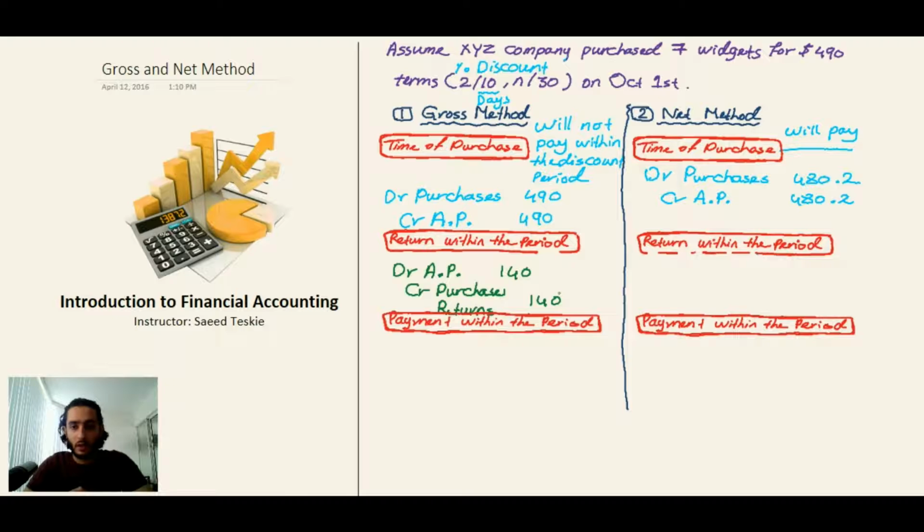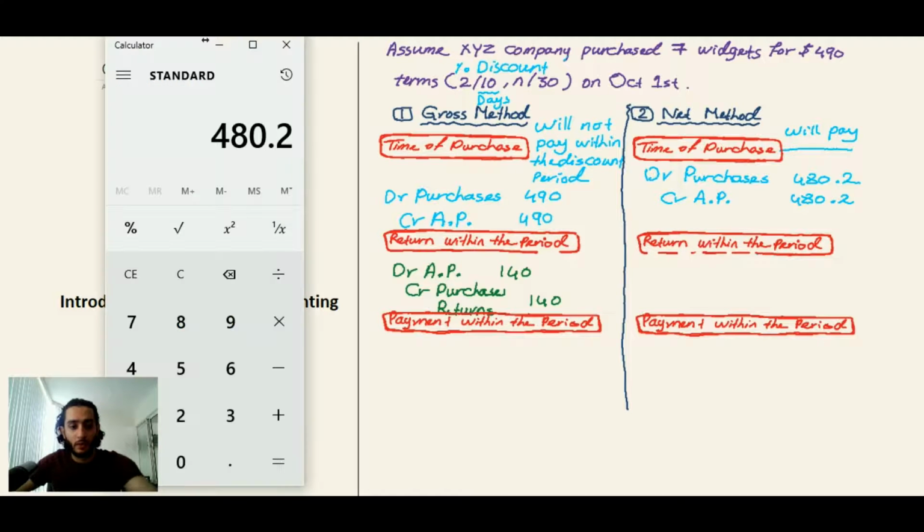Okay, let's say that we are using the net method. What will be the difference? At the beginning, if you remember, when we recorded the purchases, we counted the discount. So when we make the return, we will account for the discount. So for the 140 with the discount, it will be 0.98, 137.